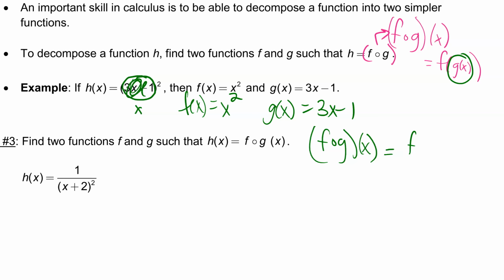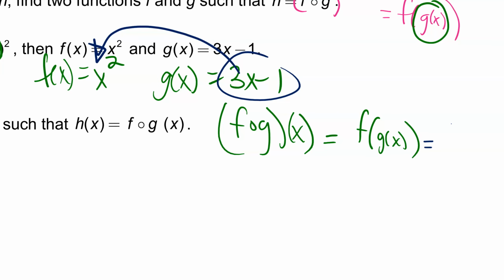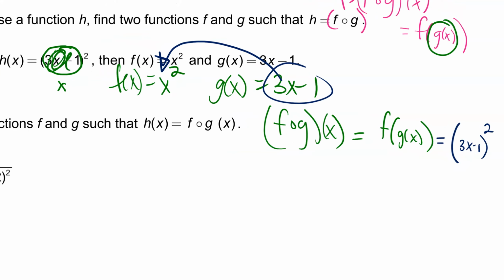Let's check it, and let's see if this actually is f of g of x. If I plug g of x back into my f of x, we're plugging 3x minus 1 in for x, so (3x minus 1) squared. This is exactly what we started with. So we're just trying to decompose, go the opposite direction.